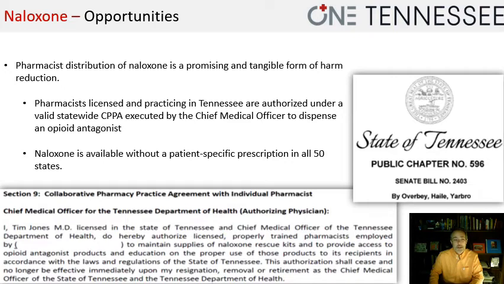This is also now allowable in all 50 states. So this is a way that patients that might be at risk for an opioid overdose, or loved ones of those that might be, can simply go to a pharmacy, ask for naloxone, and get that prescription filled without seeing a provider first.